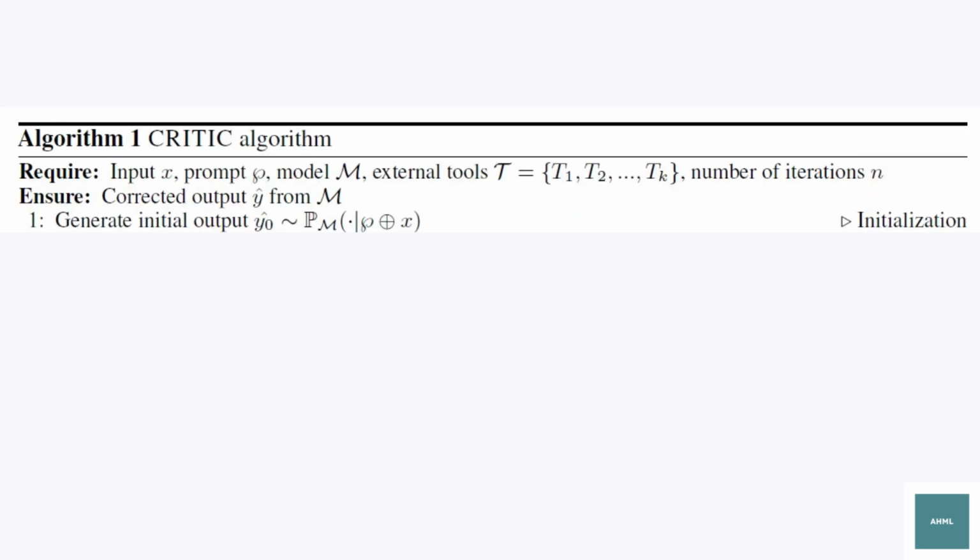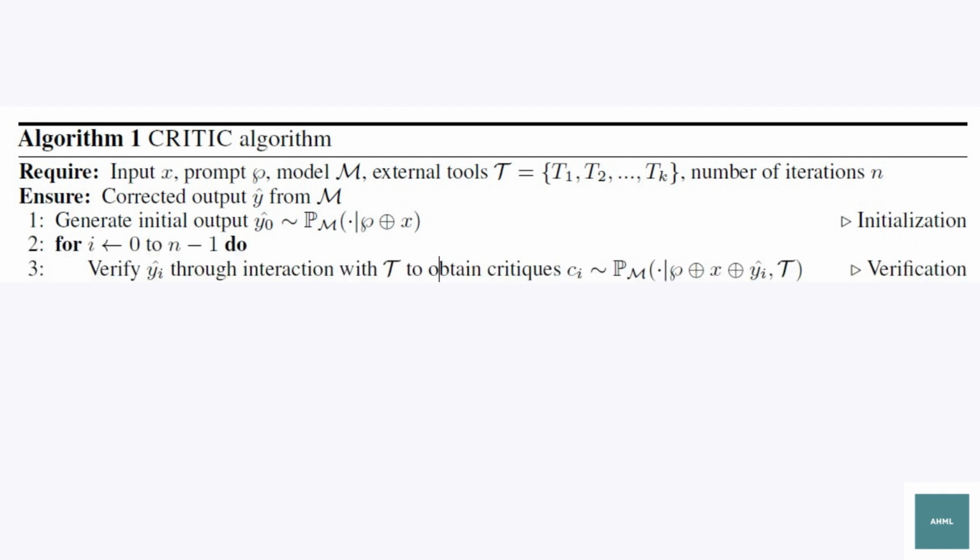The model first generates an initial output y0 hat based on the prompt and the input x. Think of this as the model's first guess. The output yi hat is checked using external tools T through API calls, and the API call results are then concatenated with the model-generated query to construct the critiques on various attributes such as truthfulness, feasibility, or safety.